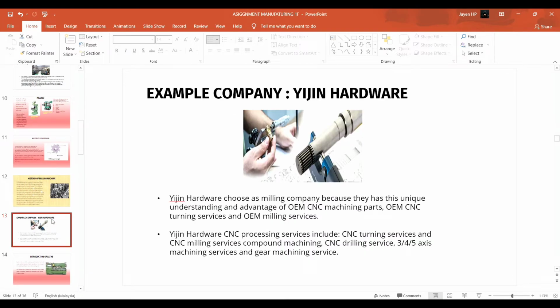Third, for milling, we take Yijin Hardware. Yijin Hardware was chosen as the milling company because they have a unique understanding and advantage in OEM CNC machine parts, OEM CNC turning service, and OEM milling service. Yijin Hardware CNC processing service includes CNC turning service and CNC milling service, compound machine, CNC drilling service, 3, 4, 5 axis machining service, and gear machining service.